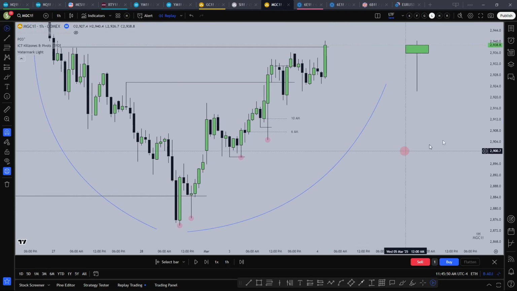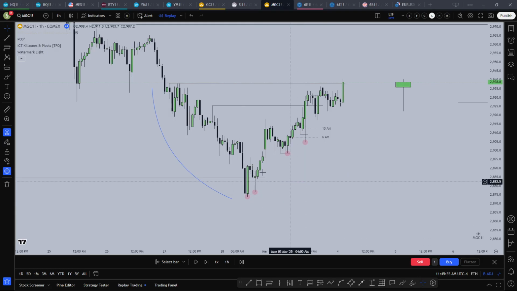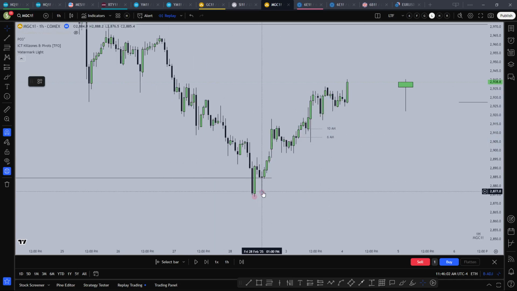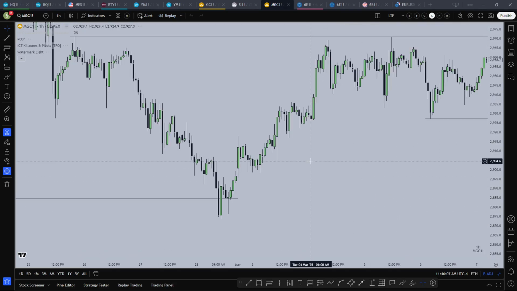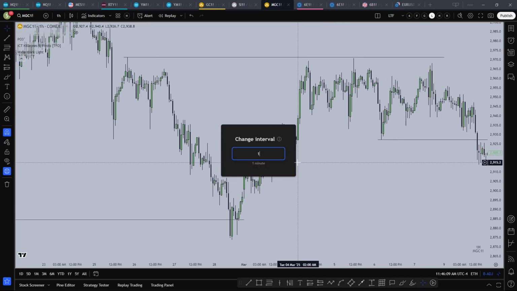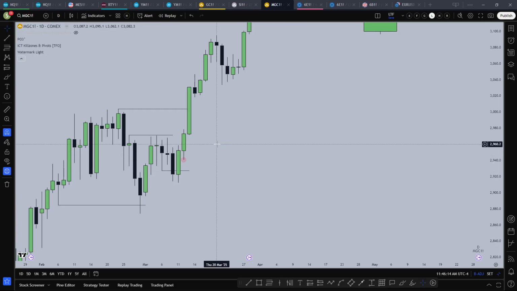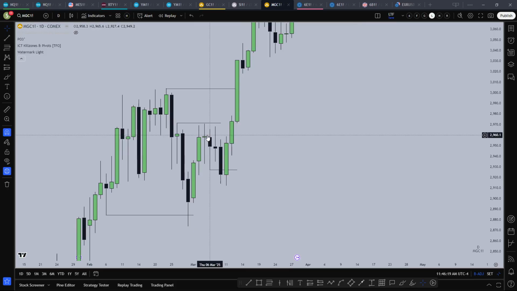One more good example which I had prepared. This one was not prepared. I just randomly went into a random one. Okay, let's get on to the one I prepared. Now, on the daily, this move higher is confirmed. Okay, this looks like a relevant objective, relevant swing.